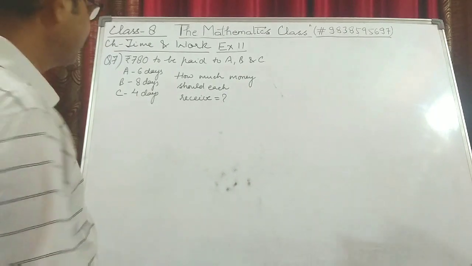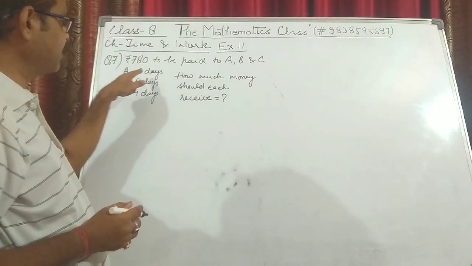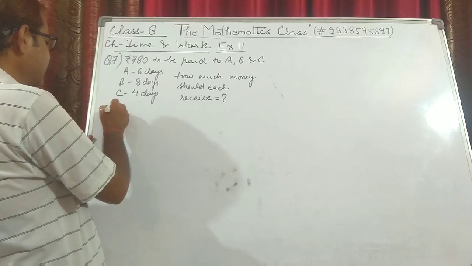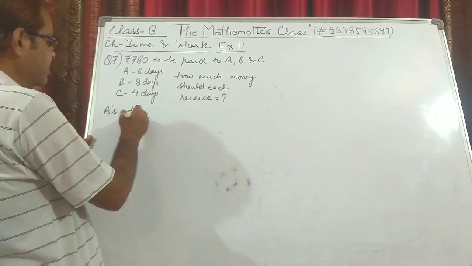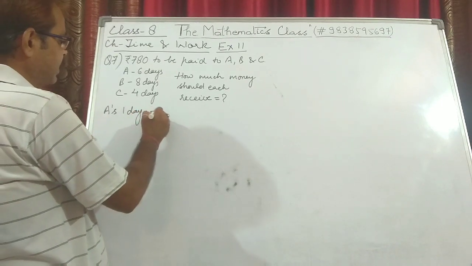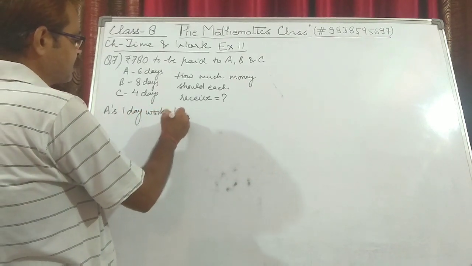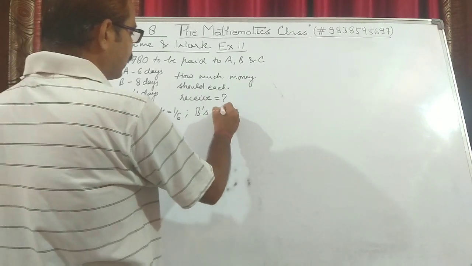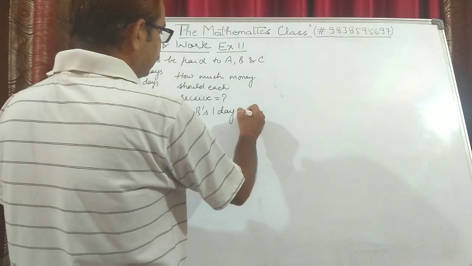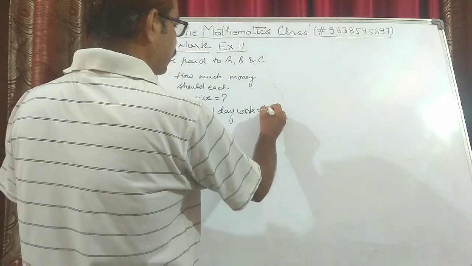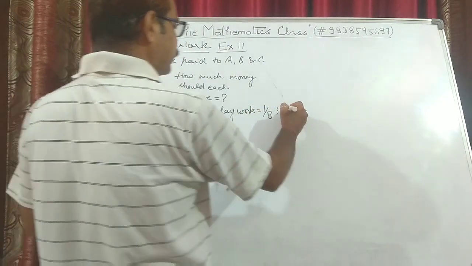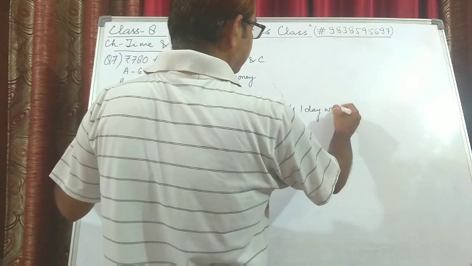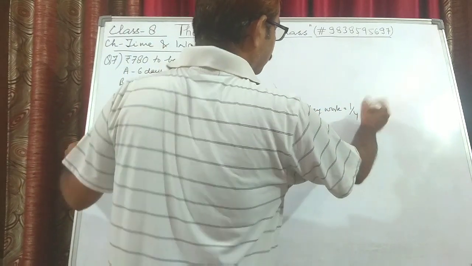First of all, we will find, if A can do a work in 6 days, so in 1 day A will be able to do, so we will say A's 1 day work will be 1 upon 6 of total work. Similarly, B's 1 day work will be 1 upon 8, and similarly C's 1 day work will be 1 upon 4.